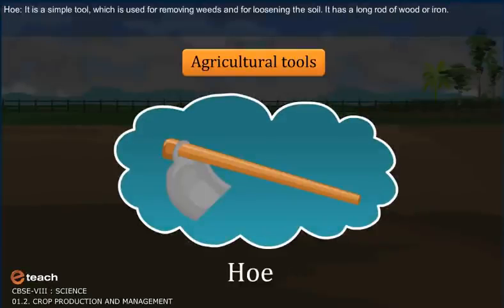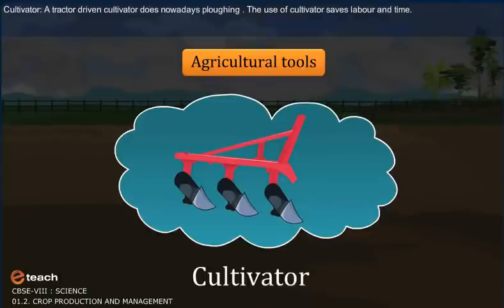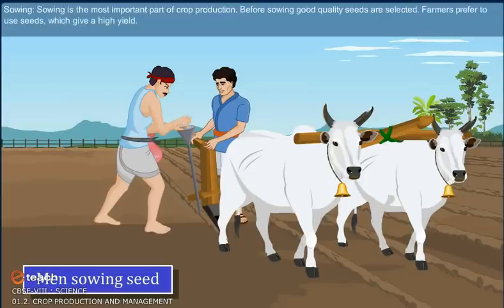Hoe. It's a simple tool which is used for removing weeds and for loosening the soil. It has a long rod of wood or iron. A strong, broad and bent plate of iron is fixed to one of its ends and works like a blade. Animals pull it. Cultivator. Tractor-driven cultivators do the ploughing nowadays. The use of a cultivator saves labor and time.